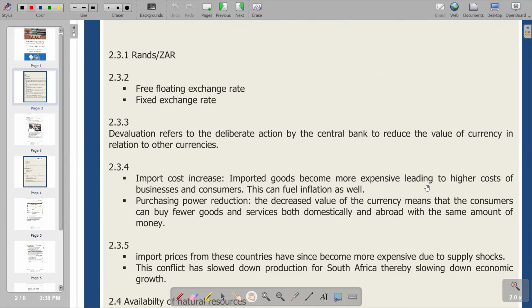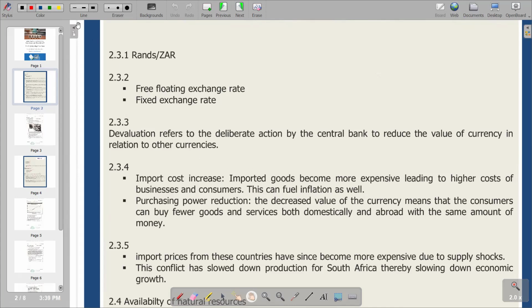Imported goods become more expensive, leading to higher costs for businesses and consumers. With those businesses that are maybe importing their raw materials or inputs, they are going to face a high cost of production, which is obviously going to be a negative in terms of contracting their profit margins. They will also increase their final price as they try to compensate for the high cost of raw materials or inputs. So this can fuel inflation as well.